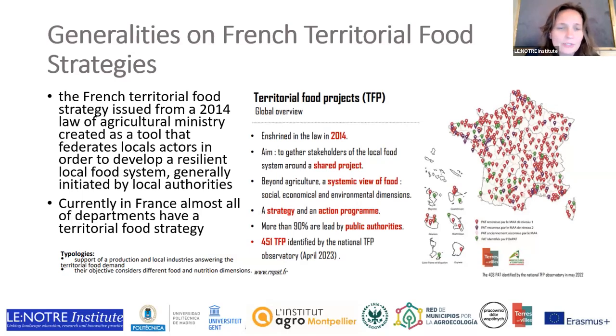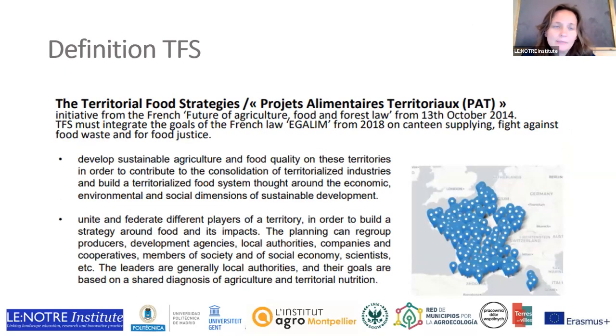The typologies are of 2 types: one that supports local production and answers local demands, and others that are more concentrated on the nutritional dimension of food. As I said, the main goals of this strategy are to develop a sustainable agriculture and food quality, to realize a food system that supports sustainable development goals, and to federate different players of the territory in order to build the strategies.